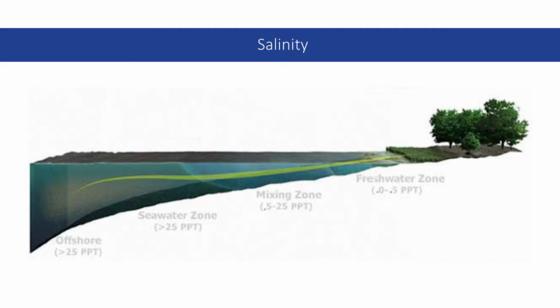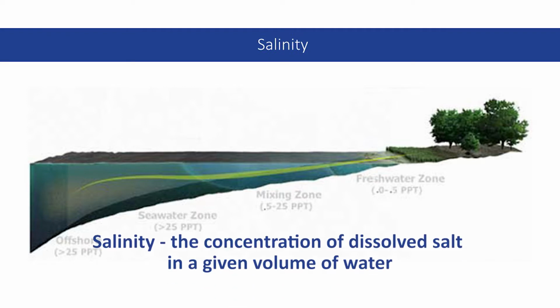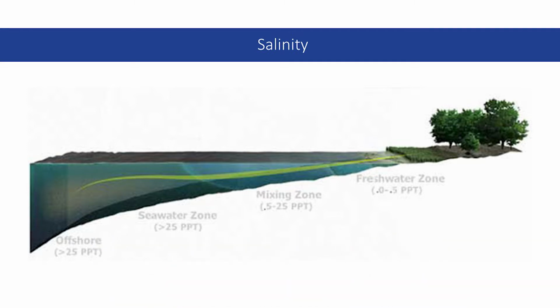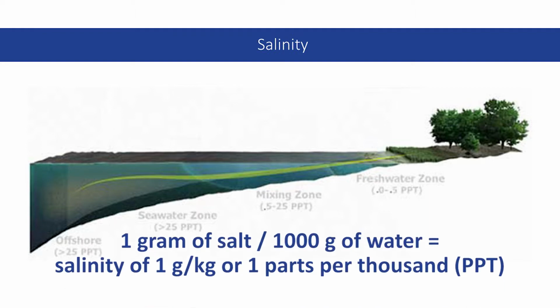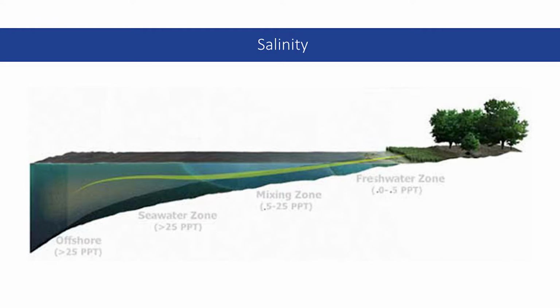What is salinity? Salinity is the concentration of dissolved salt in a given volume of water. Salinity is either expressed in grams of salt per kilogram of water or in parts per thousand, ppt. For example, if you have 1 gram of salt and 1,000 grams of water, your salinity is 1 gram per kilogram, or 1 ppt. During high tide, the salt water is driven far up into the estuary.